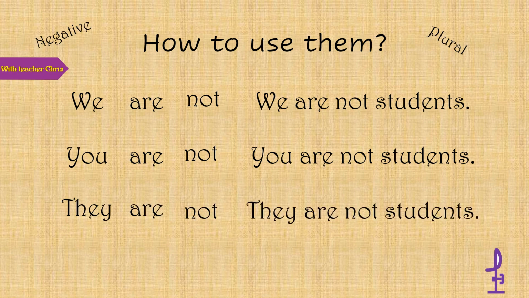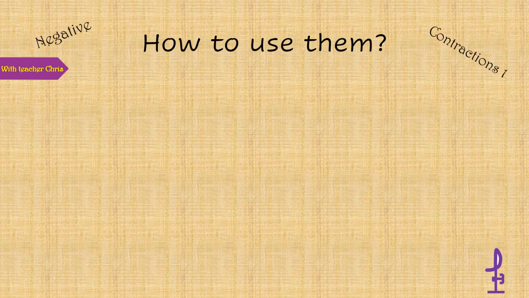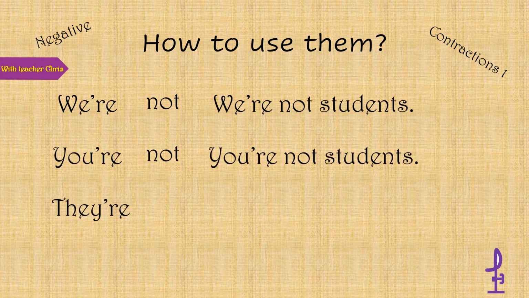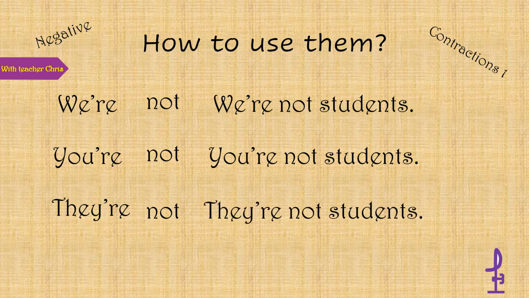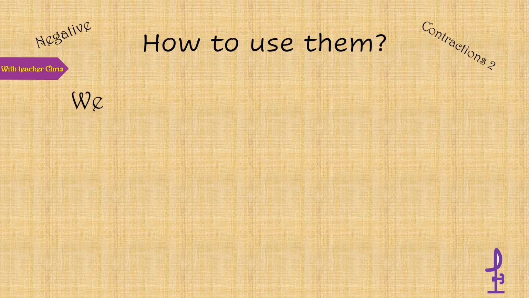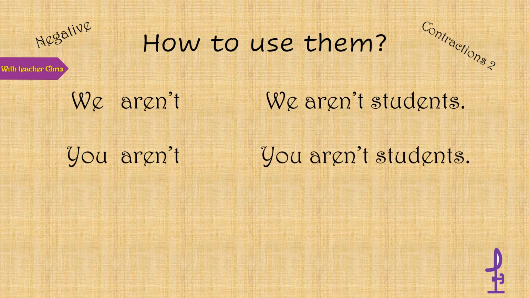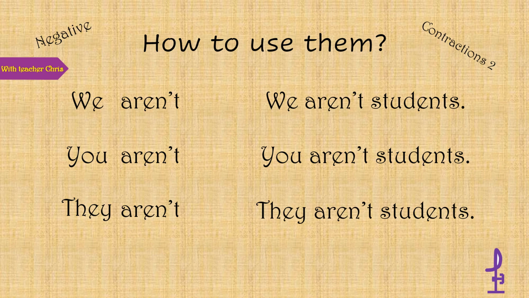They are not students. Checking on the contractions. We're not students. You're not students. They're not students. Contractions, second form. We aren't students. You aren't students. They aren't students.